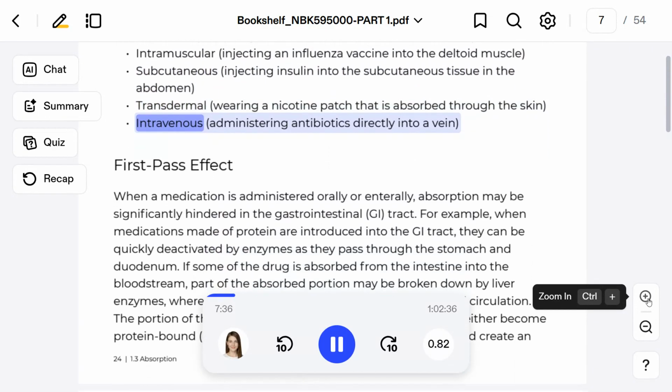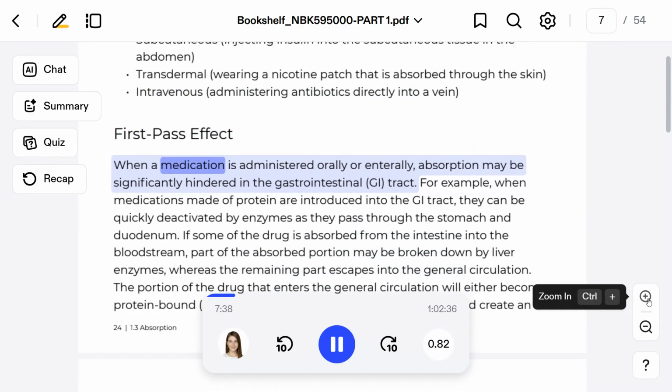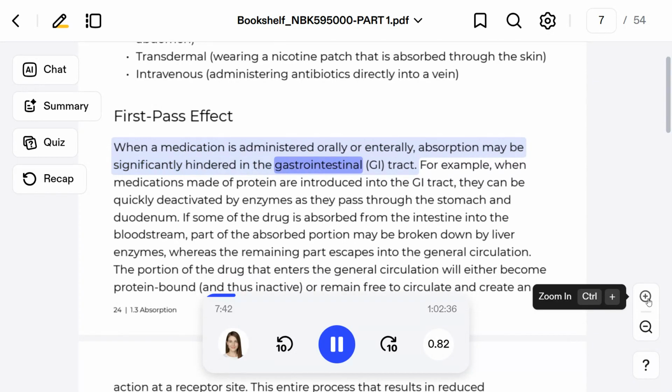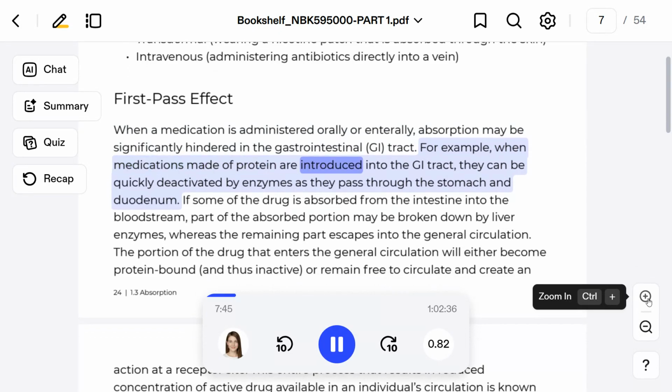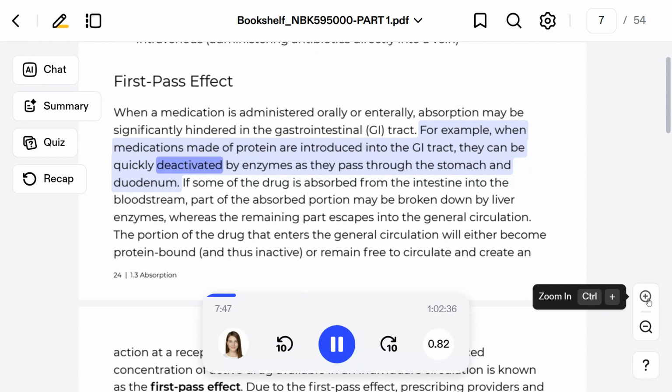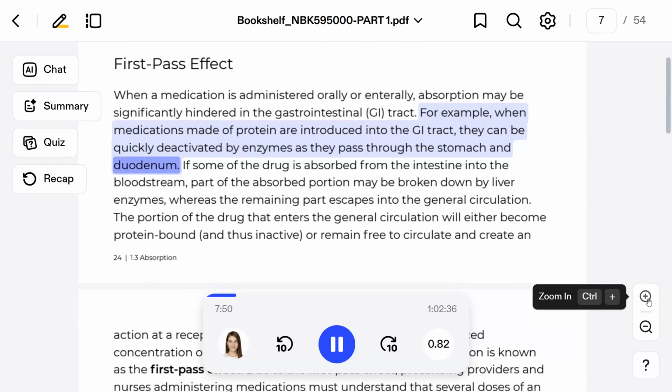First pass effect. When a medication is administered orally or enterally, absorption may be significantly hindered in the gastrointestinal tract. For example, when medications made of protein are introduced into the GI tract, they can be quickly deactivated by enzymes as they pass through the stomach and duodenum.